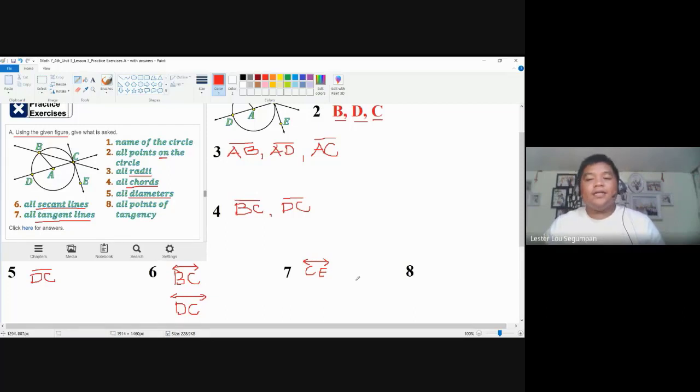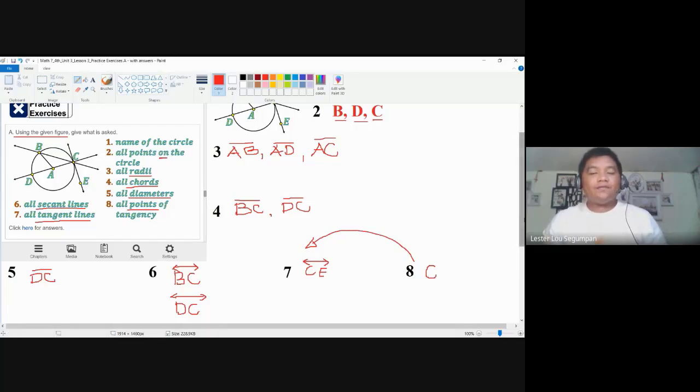Number 8 is connected to number 7. If there are tangent lines, then we can determine the points of tangency. If there is no tangent line, then we cannot determine the points of tangency. The point of tangency is the point on the circle that the tangent line touches. And that is actually this point here. And since it's a point, we are just simply going to use the capital letter C.